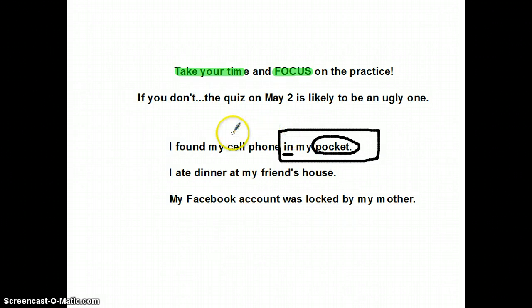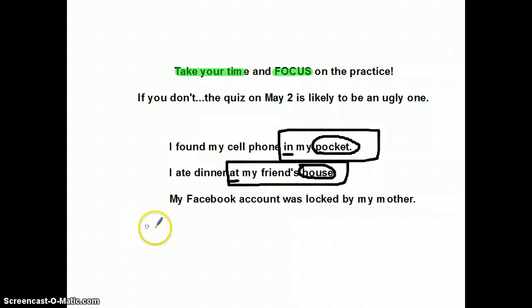Okay, I ate dinner at my friend's house. Where did you eat dinner? At my friend's house. This whole thing that I'm boxing is the prepositional phrase. Okay, so you can usually answer a question with a prepositional phrase.